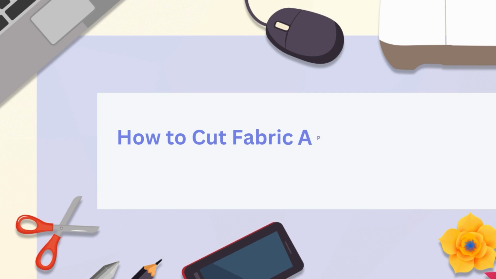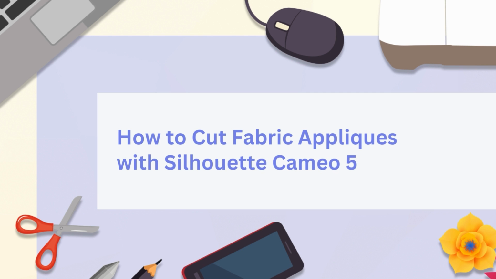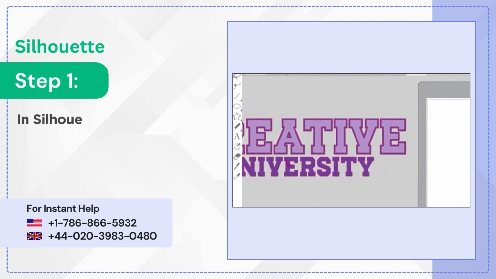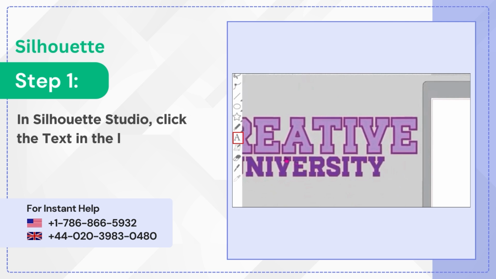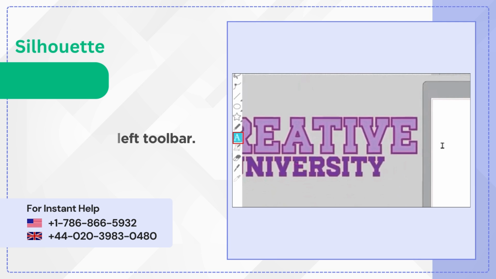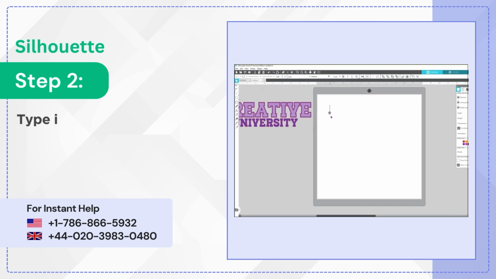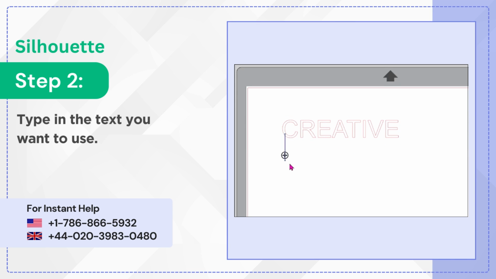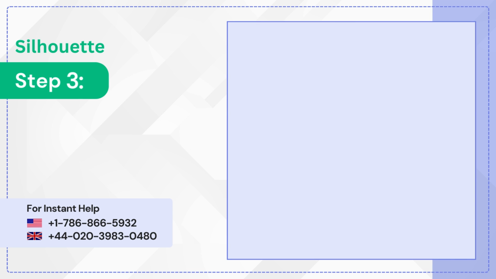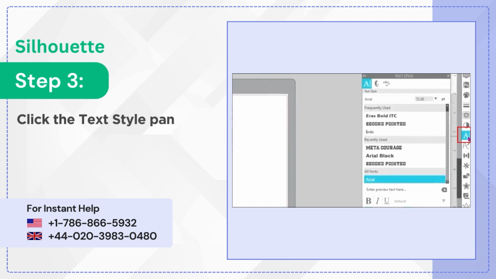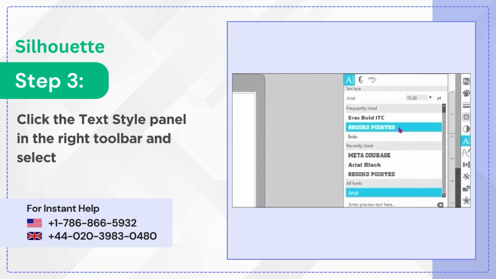How to cut fabric appliques with Silhouette Cameo 5. Step 1. In Silhouette Studio, click the text in the left toolbar. Step 2. Type in the text you want to use. Step 3. Click the text style panel in the right toolbar and select a font to use.